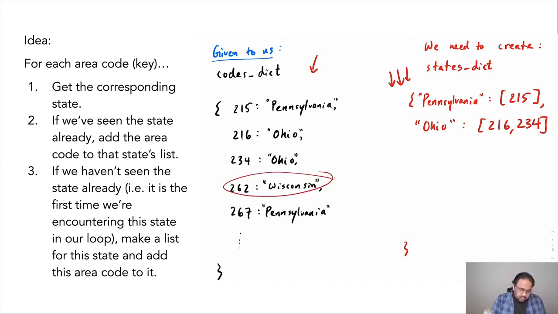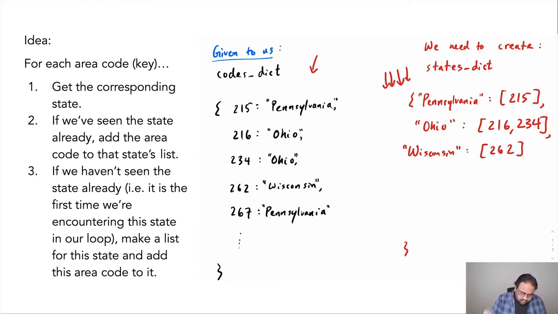Our next key value pair is a key of 262 and a value of Wisconsin. We ask, is Wisconsin one of the keys in my new dictionary? It's not, so I need to make a new entry. So Wisconsin will be the key. The value will be this list of 262.